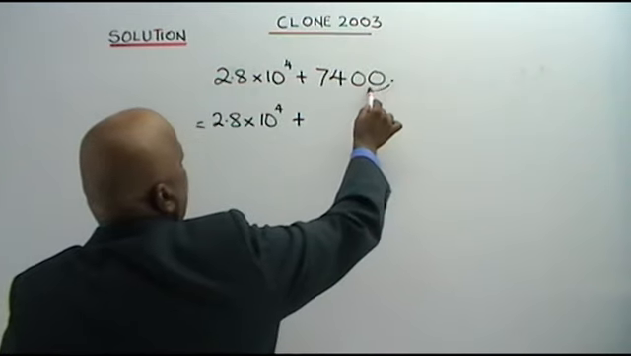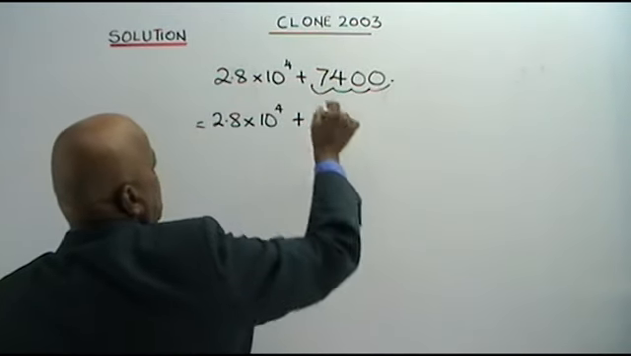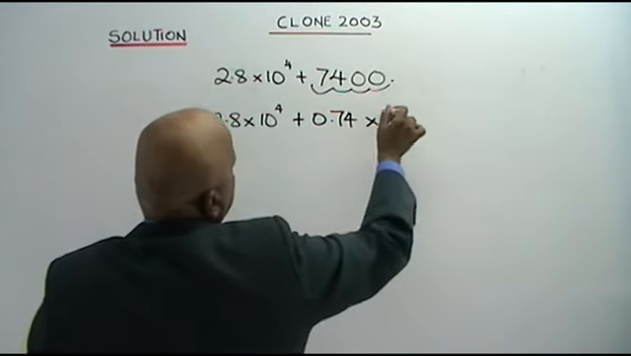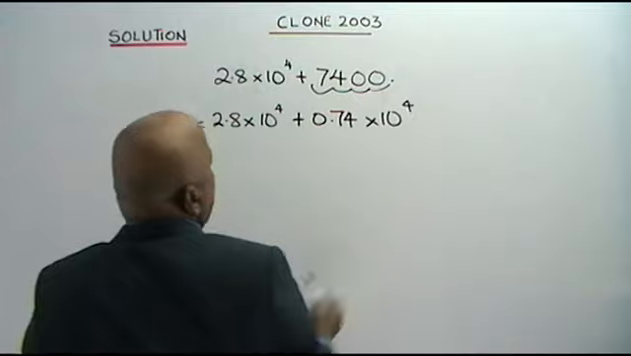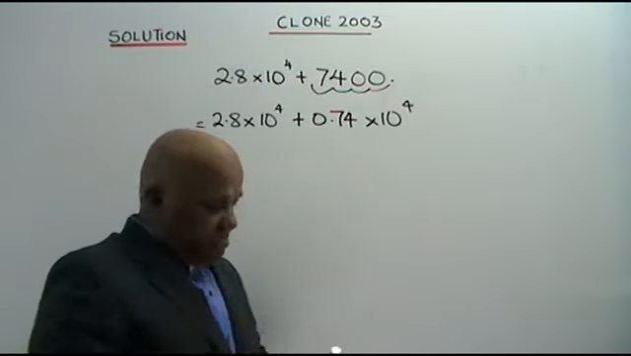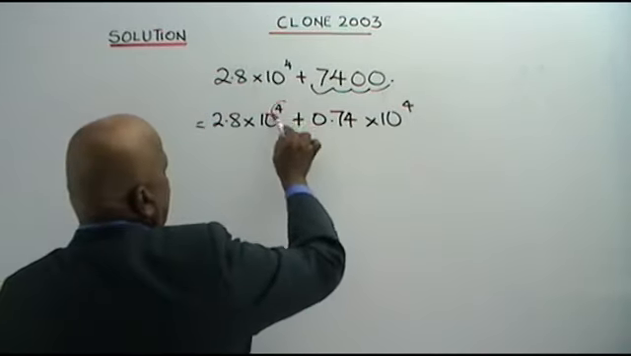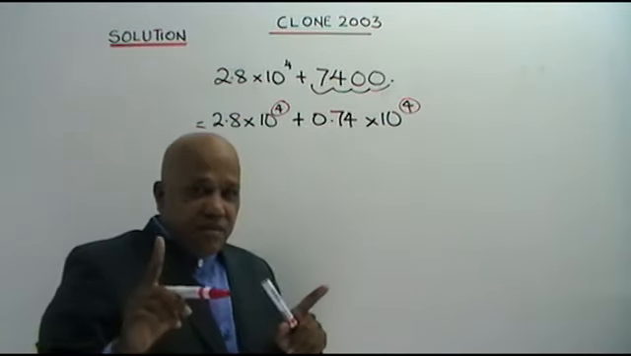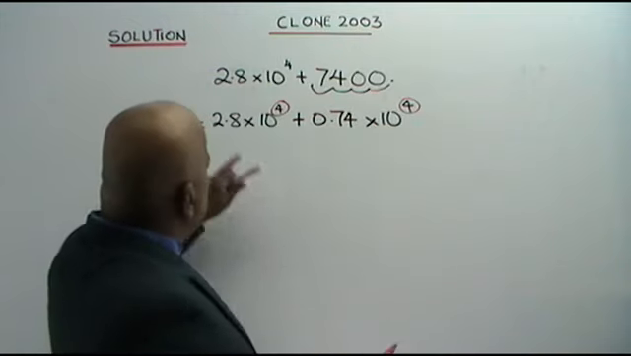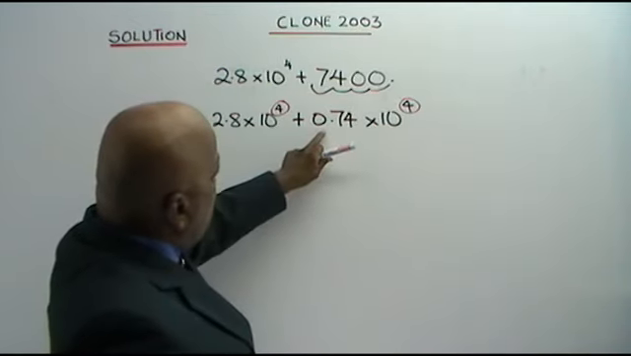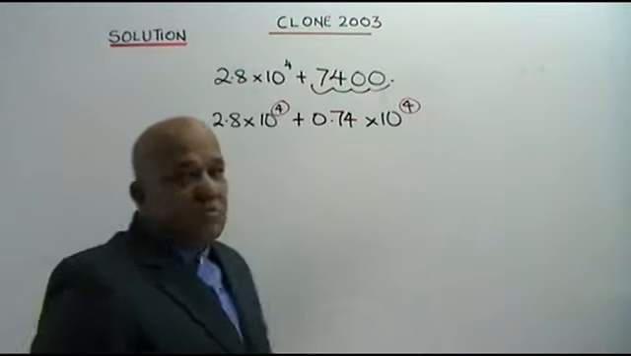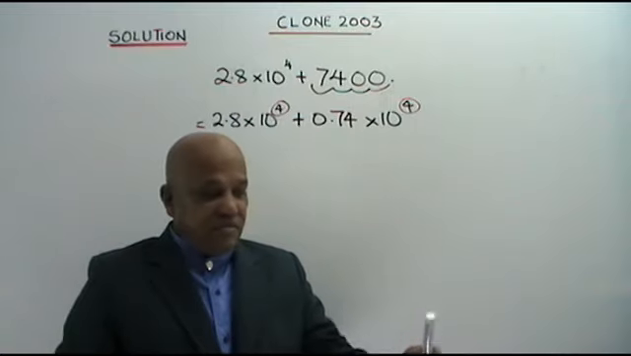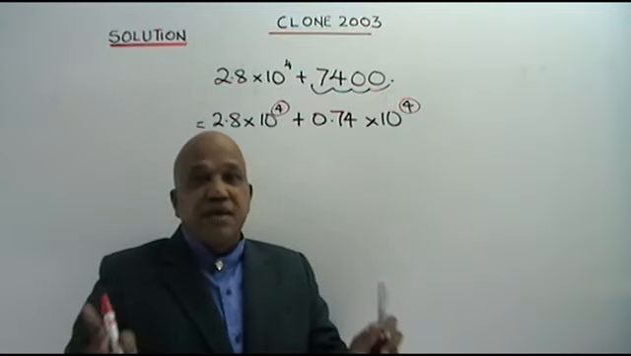So watch. The decimal point is here. I move 1, 2, 3, 4. So 0.74 times 10 to the power of 4. Now watch carefully why I'm doing this. Number one, I get the powers the same. And number two, 2.8 plus 0.74 is between 1 and 10. So I save steps. You should do the same thing.